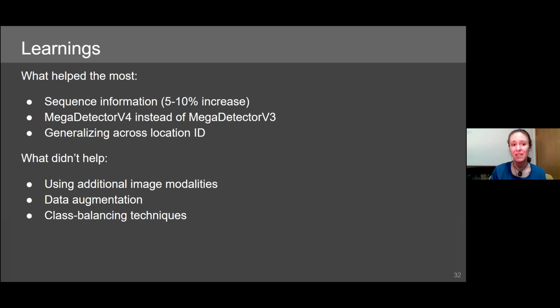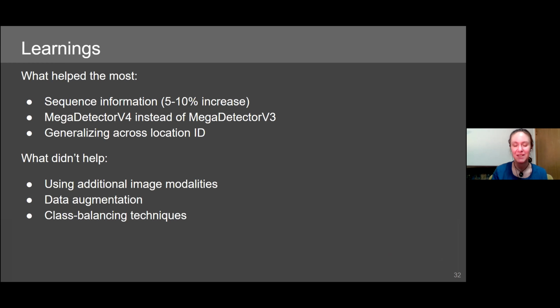Things that didn't help. Using those extra image types, like the satellite data or the iNaturalist data, didn't seem to make a difference at all. And the organizers were really sad about that. Like, they were really hoping using satellite data would give some huge insights or something, but it didn't. Data augmentation didn't seem to matter, and neither did class balancing techniques, which is different from a lot of other problems where they're very important.